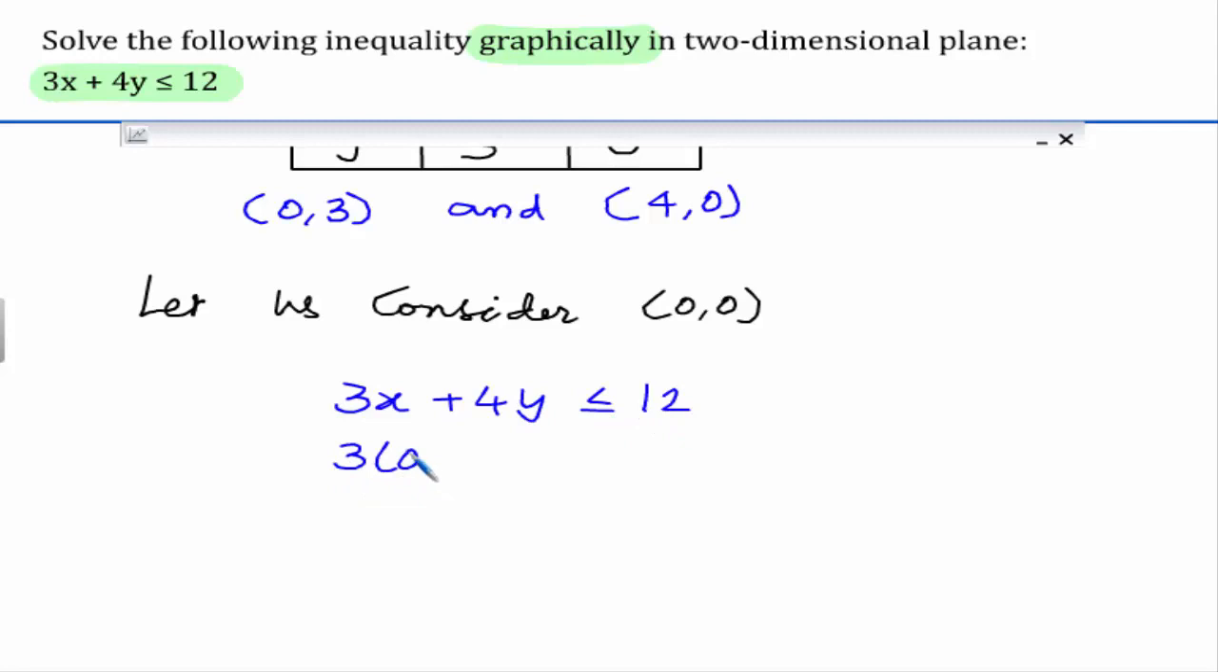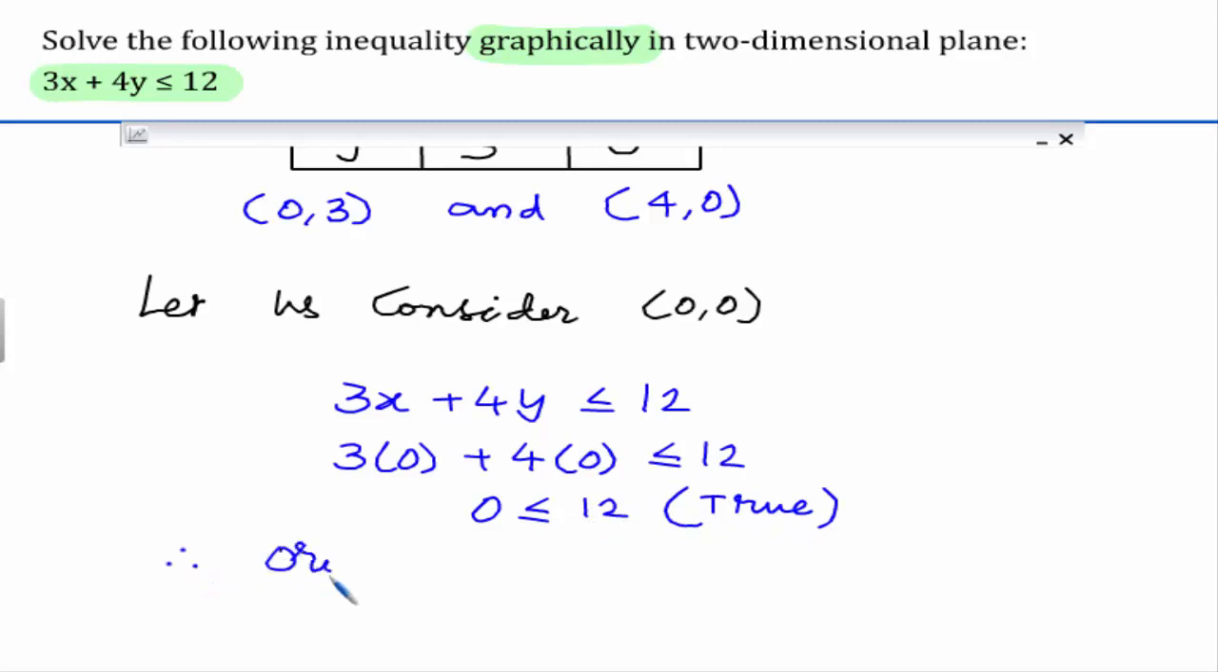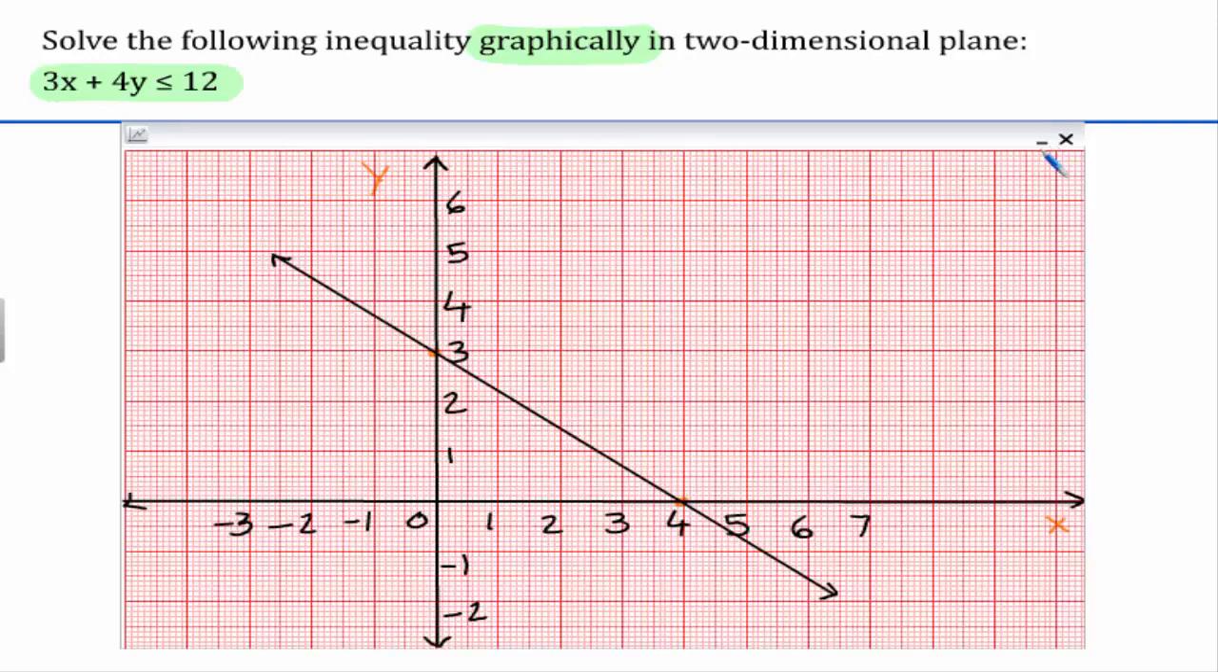So 3 into 0 plus 4 into 0, which is less than or equal to 12. So 0 less than or equal to 12, which is a true statement. Therefore, origin includes the region. This means the region which we are talking about should be towards the origin. That means we have to draw the arrows towards the origin.